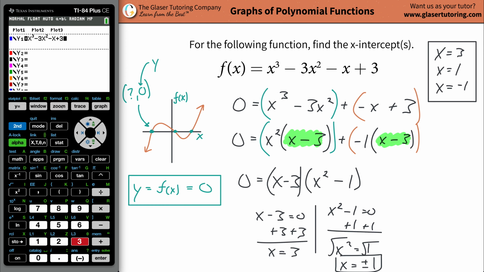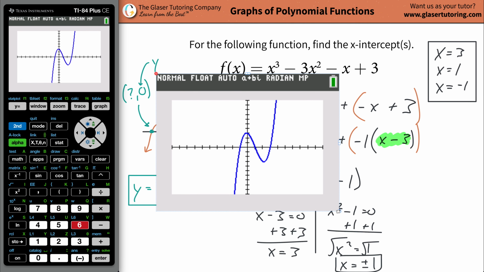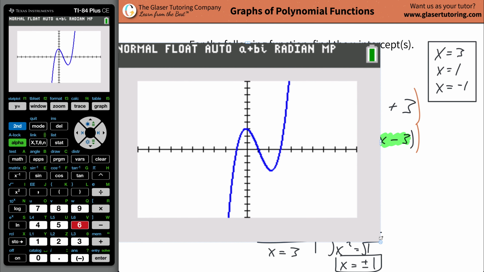Now I'm going to go to zoom standard, okay? And here's my graph. Look at this thing. Beautiful, right? Here's the graph. Now tell me, remember we defined the locations where this graph crosses the x-axis to be the x-intercepts. So tell me, what do you think of those values? What's the value of that point?